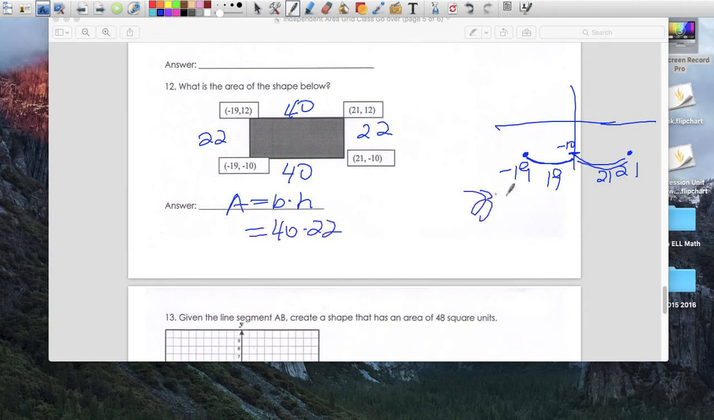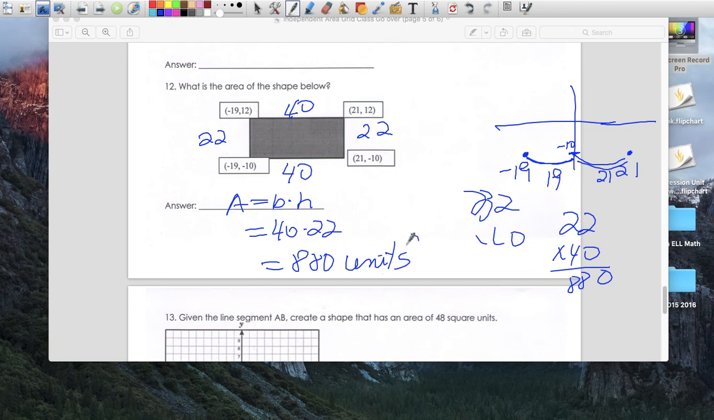And that would be, I have no idea. I don't know why my pen's not working. Okay, here we go. 880 units squared.